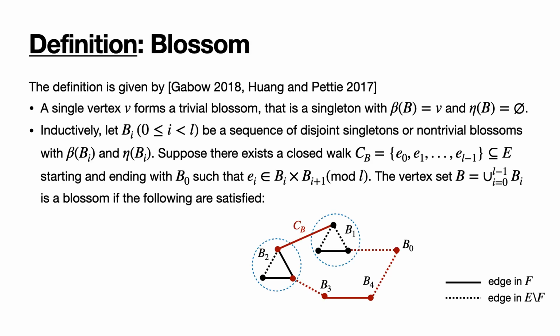Next, we define an important subgraph, the blossom. A single vertex forms a trivial blossom called a singleton. Let B_i be a sequence of disjoint singletons or non-trivial blossoms. A cycle C_B is made by a sequence of edges E_i that connects B_i and B_{i+1}, which starts and ends with B_0. The union of the B_i forms a blossom if the following properties are satisfied.